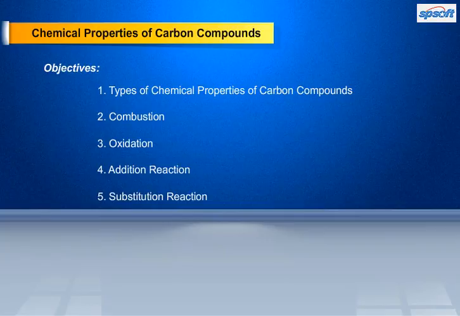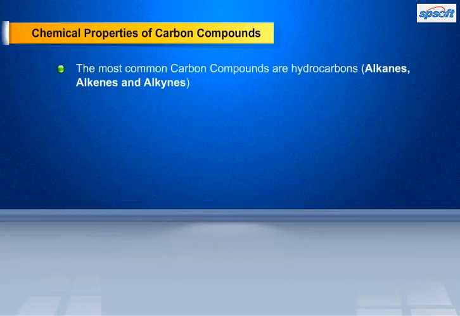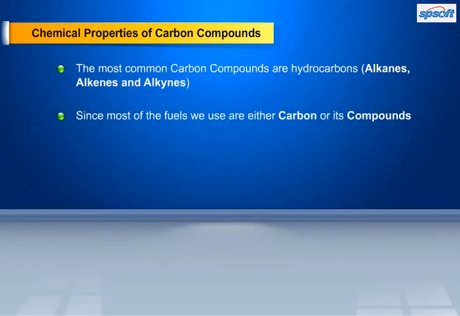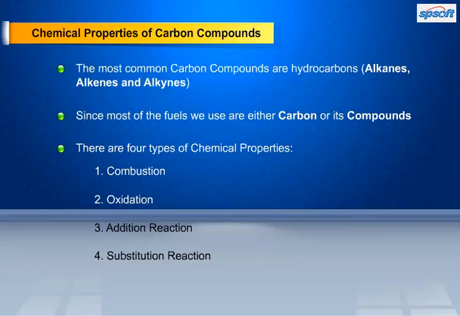Let us move on to chemical properties of carbon compounds. The most common carbon compounds are hydrocarbons, that is, alkanes, alkenes, and alkynes. Since most of the fuels we use are either carbon or its compounds, there are 4 types of chemical properties. They are combustion, oxidation, addition reaction, and substitution reaction. Let us discuss one by one in detail.